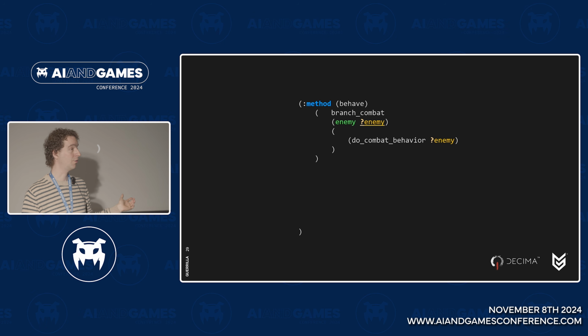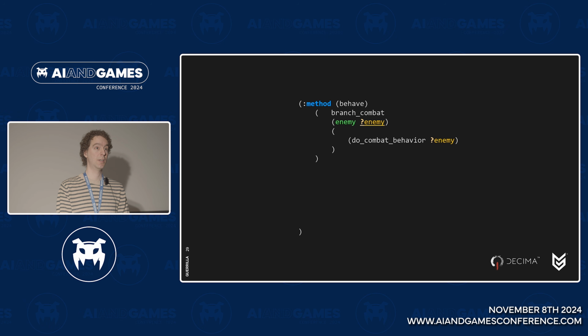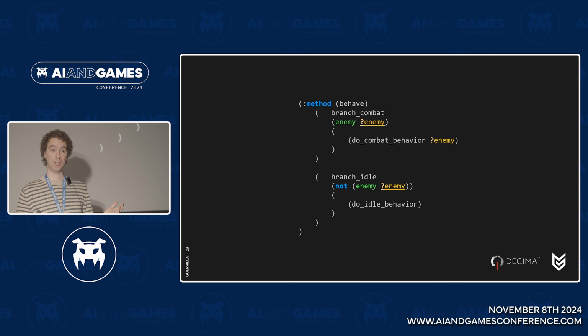So we have branches. If you have an enemy, this says, then you should try planning to do combat for that specific enemy. Now, if you don't have any enemies, you do idle behavior instead. Here, combat is of higher priority than idle behavior, meaning it can interrupt idle behavior as well. Let's now have a look then at do idle behavior.